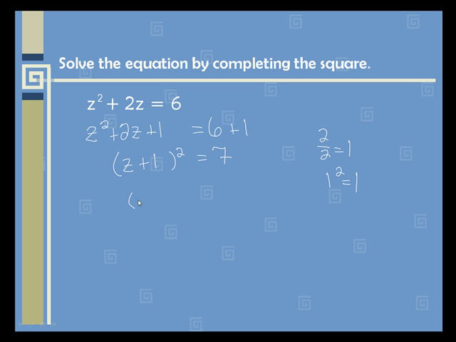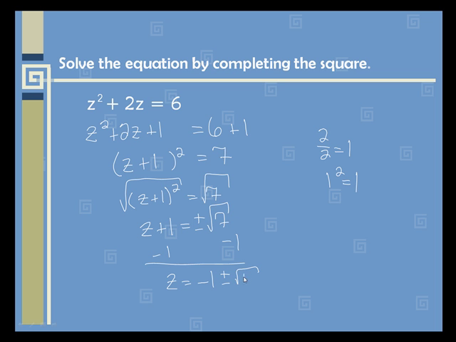So now I'm just going to solve. I'm going to rewrite it here, and then take the square root of both sides. So that will give me z plus 1 equals, now I can't reduce the square root of 7, so we're just going to call it plus or minus the square root of 7. I'm going to subtract 1 from both sides of the equation. So z equals negative 1 plus or minus the square root of 7. Now some instructors might want you to actually write both of them out. So what you'll have is z equals negative 1 plus the square root of 7, and z equals negative 1 minus the square root of 7.